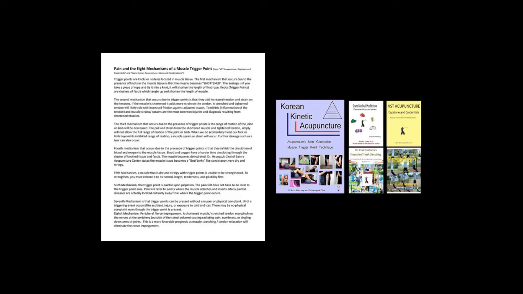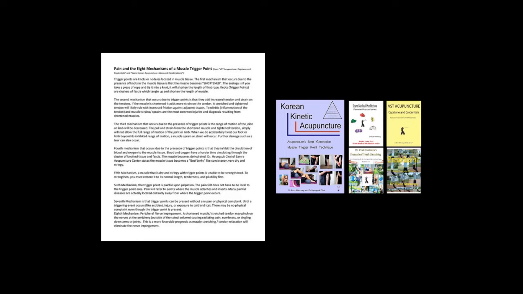The fifth mechanism: a muscle that is dry and stringy with trigger points is unable to be strengthened. The theory is that you must stretch the muscle first to strengthen. You must restore it to its normal length, tenderness, and pliability first before resuming strengthening.